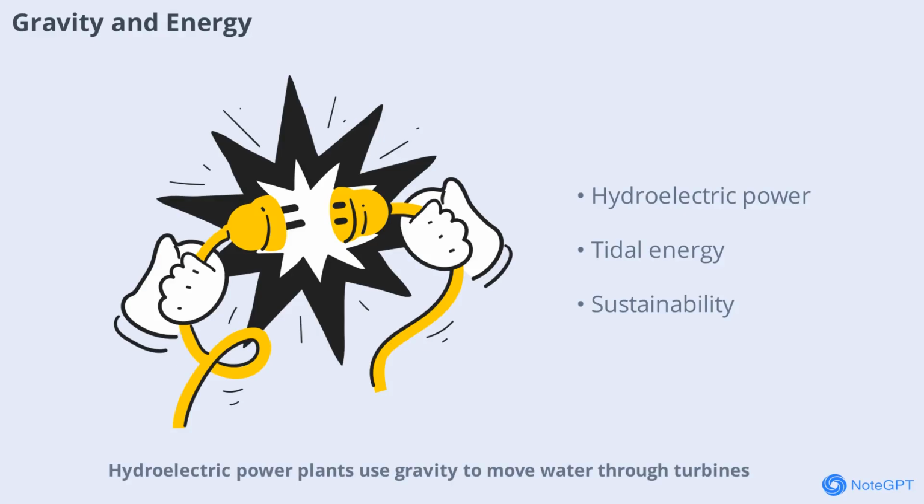Gravity can be harnessed to produce energy. Hydroelectric power plants use gravity to move water through turbines, generating electricity. Gravity also plays a role in geothermal and tidal energy. By understanding and utilizing gravity, we can develop sustainable energy sources that benefit society and the environment.